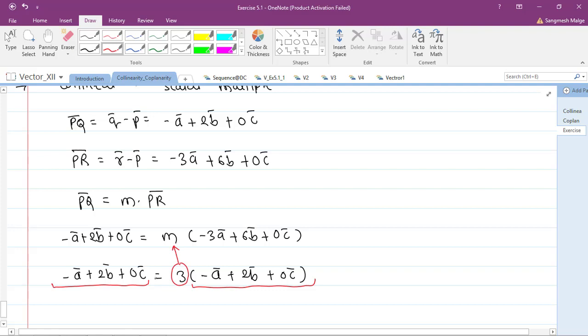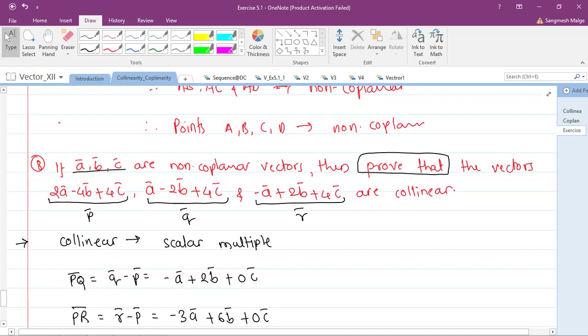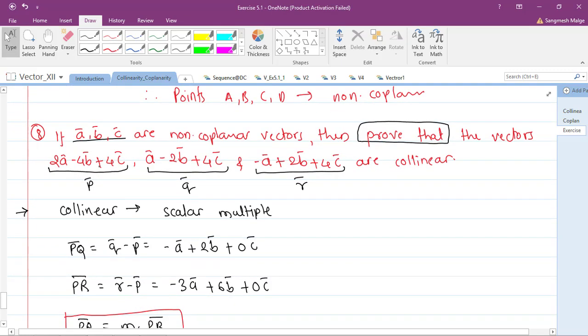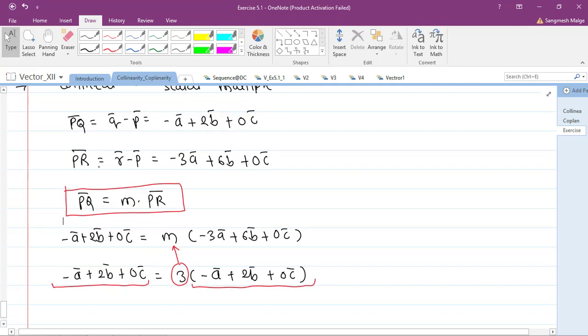So what is my scalar quantity here? Scalar multiple is what? It is 3. Means these two vectors PQ bar and PR bar are scalar multiples of each other. So we say that these three vectors, what are three vectors? P bar, Q bar and R bar. These three vectors are collinear vectors. I hope it is clear.